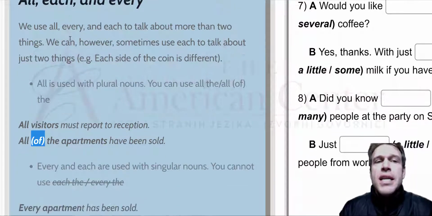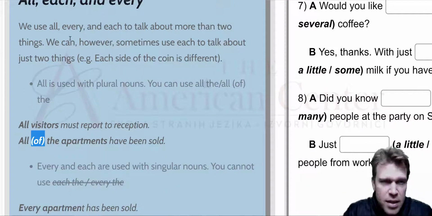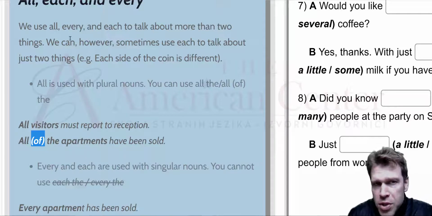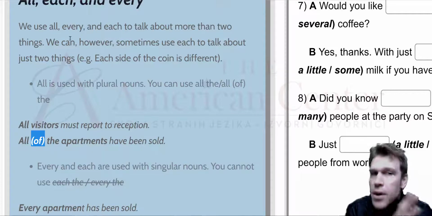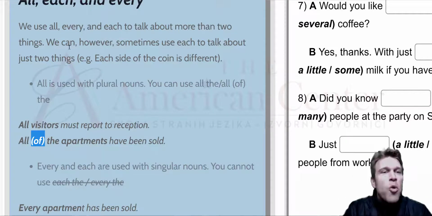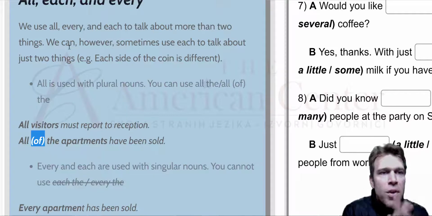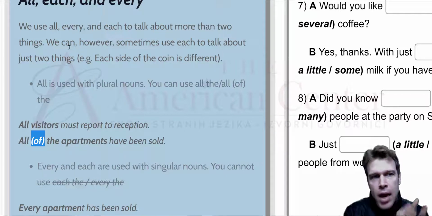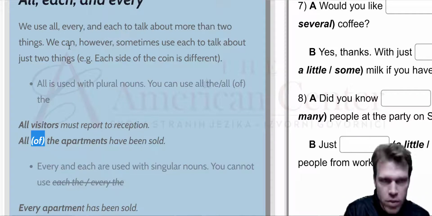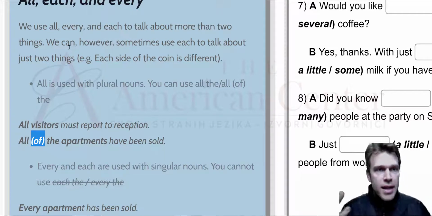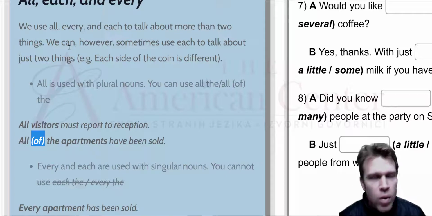Each, well, do you think each or every is used with singular or plural nouns? Let me hear. Yeah, very good. We use each and every with singular nouns. Each one of us, each and every one of you. That's a good phrase. Each and every one of you.